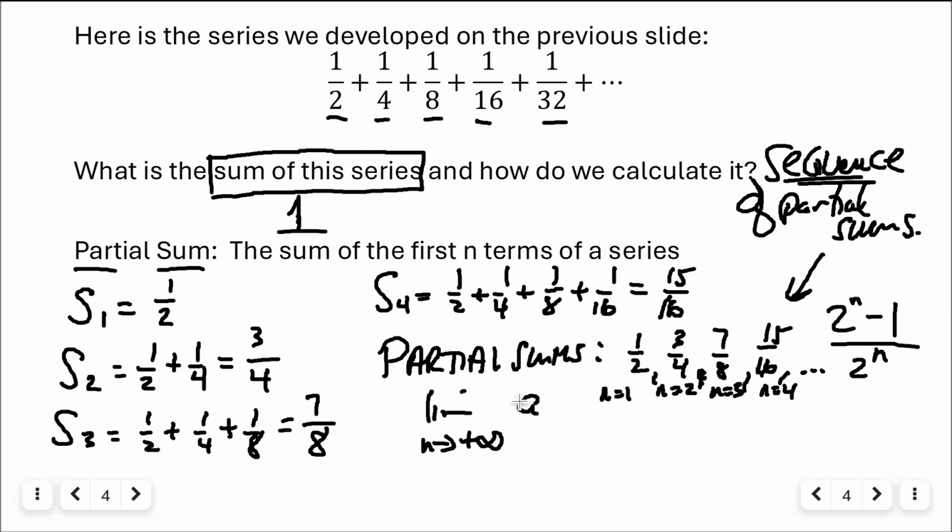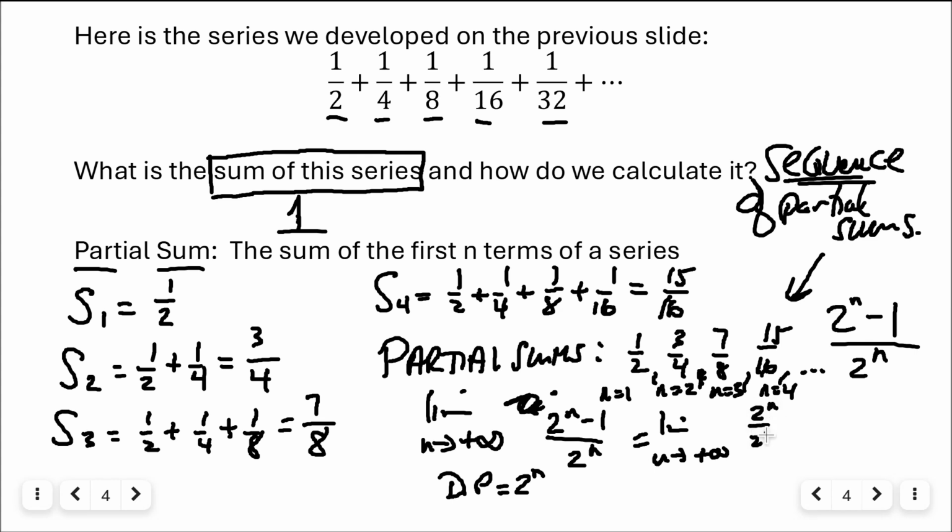So now if I were to find the limit of it as n approaches infinity, well, if I plug in infinity, I get infinity over infinity. That's indeterminate. So you can either use L'Hopital's rule or divide by the dominant power. The dominant power would be 2 to the n, right? So that would be the limit as n goes to infinity of 2 to the n over 2 to the n minus 1 over 2 to the n.